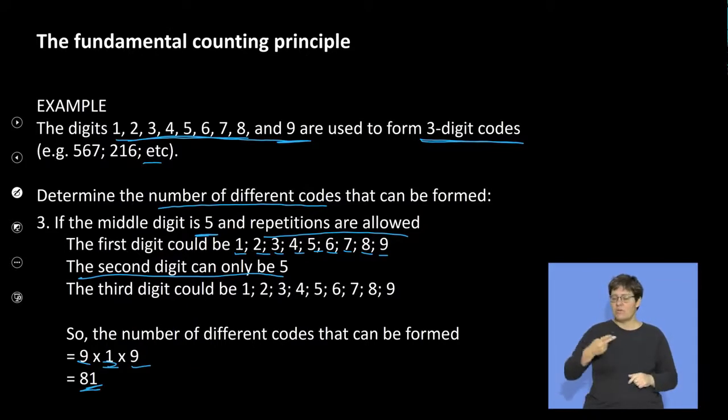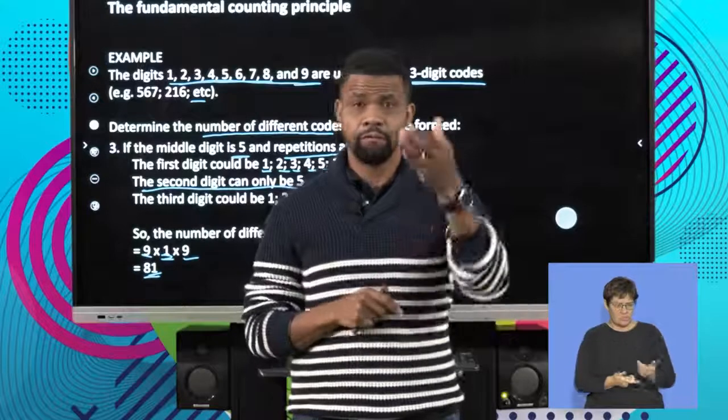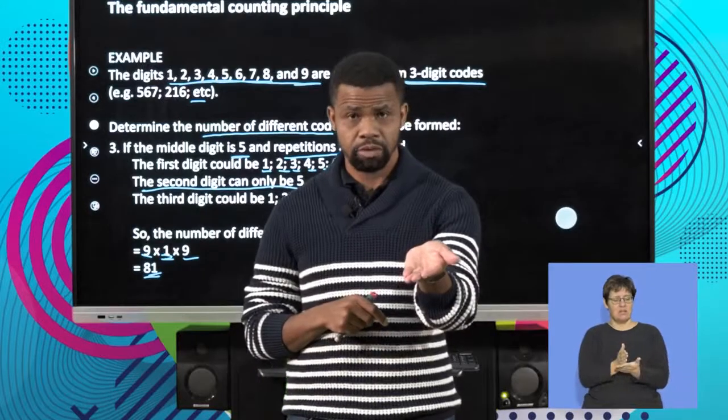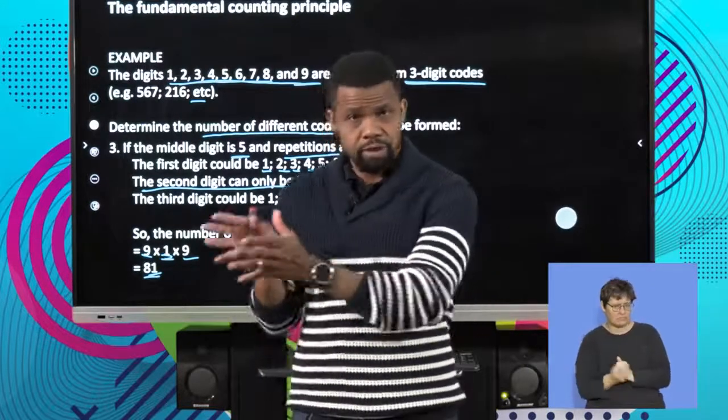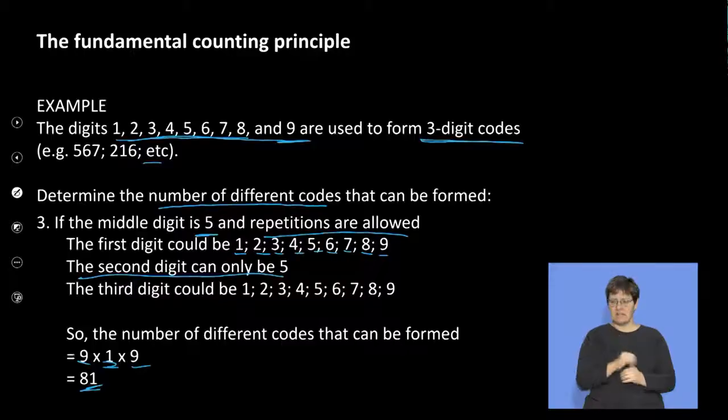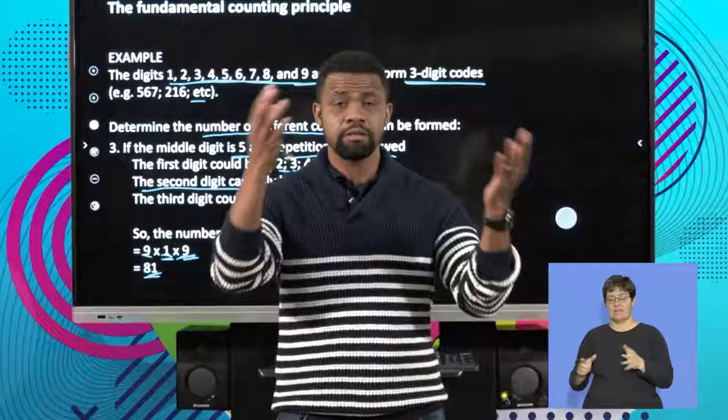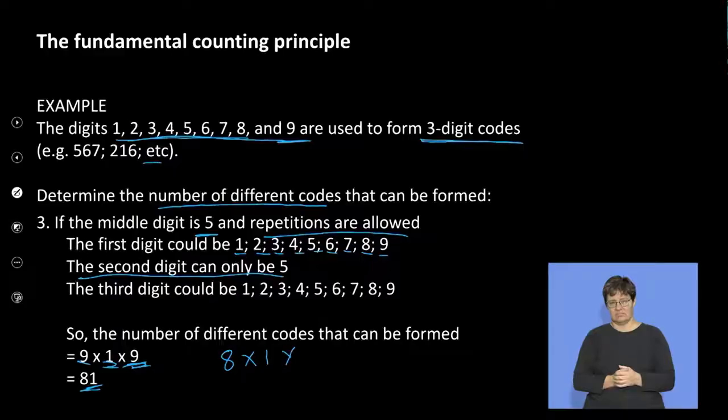Okay, so same question. What if repetition is not allowed? What will change? 5 is still in the middle. What do you think? Because repetition is not allowed, you will still have 1. And what will we have in the first position? Because we've used one number, we'll have 8 there. And for that last 9, we'll have what? 7. Are we together? That's what will change. If repetition allowed and repetition not allowed, it's very important that you look at that. So this is what you get, and you'll multiply and you'll get your answer.